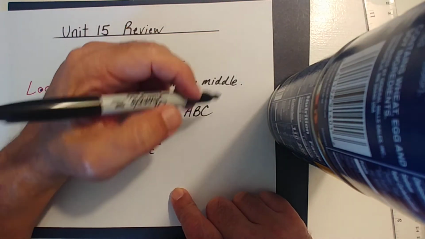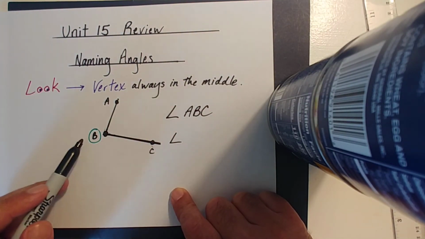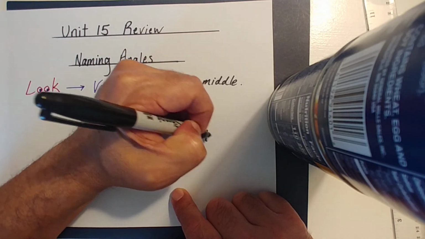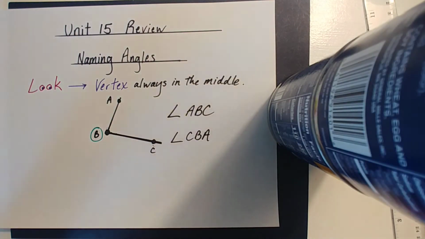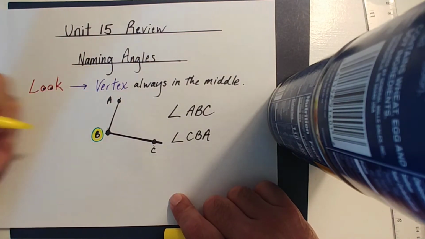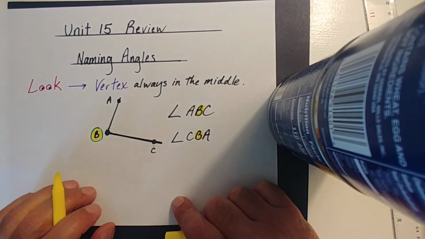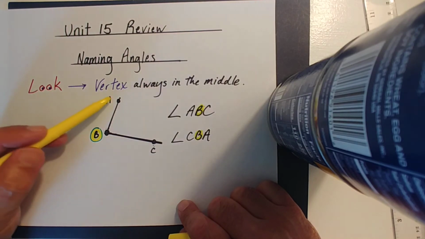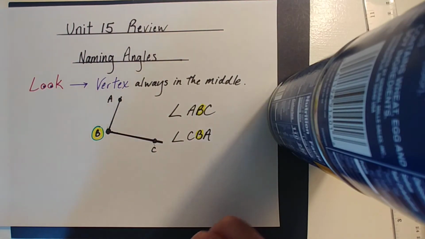But I can also label this as CBA, going this way from C to A. So I would label it as CBA. And always remember, as long as your vertex is in the middle, which it is right here, notice it's in the middle again, depending on how you look at it. But that's how we name them, always with the vertex in the middle. So you can look at it as ABC or CBA. Doesn't matter, as long as you have that vertex in the middle.